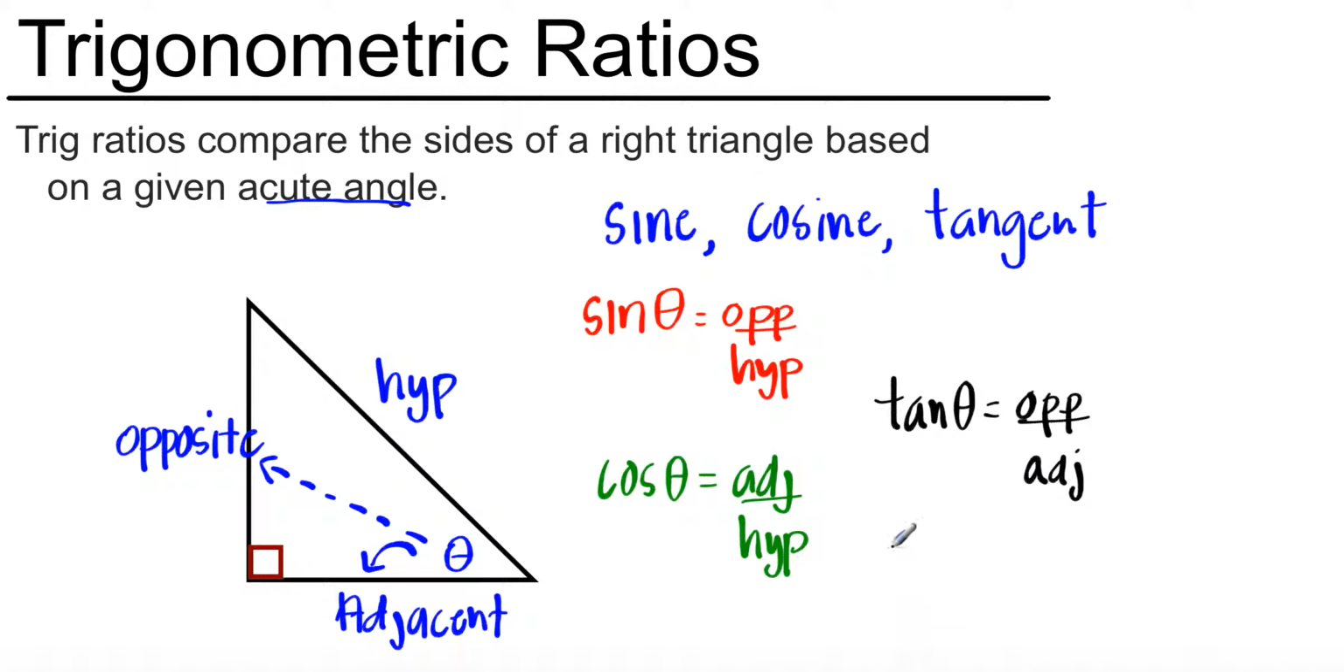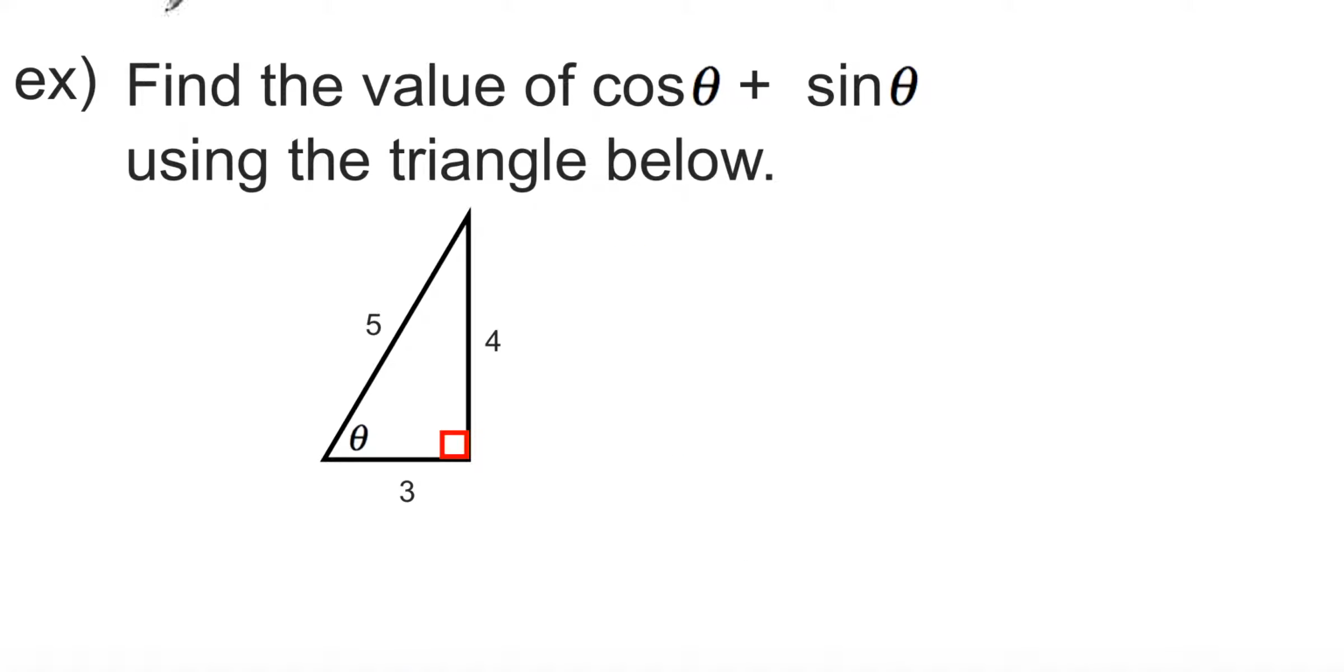Now, sometimes people use this little phrase, SOHCAHTOA, to help you remember the definitions. SOHCAHTOA. Sine is opposite over hypotenuse. Cosine is adjacent over hypotenuse. Tangent is opposite over adjacent. Okay. So let's take a look at an example and how we might see it on the ACT.